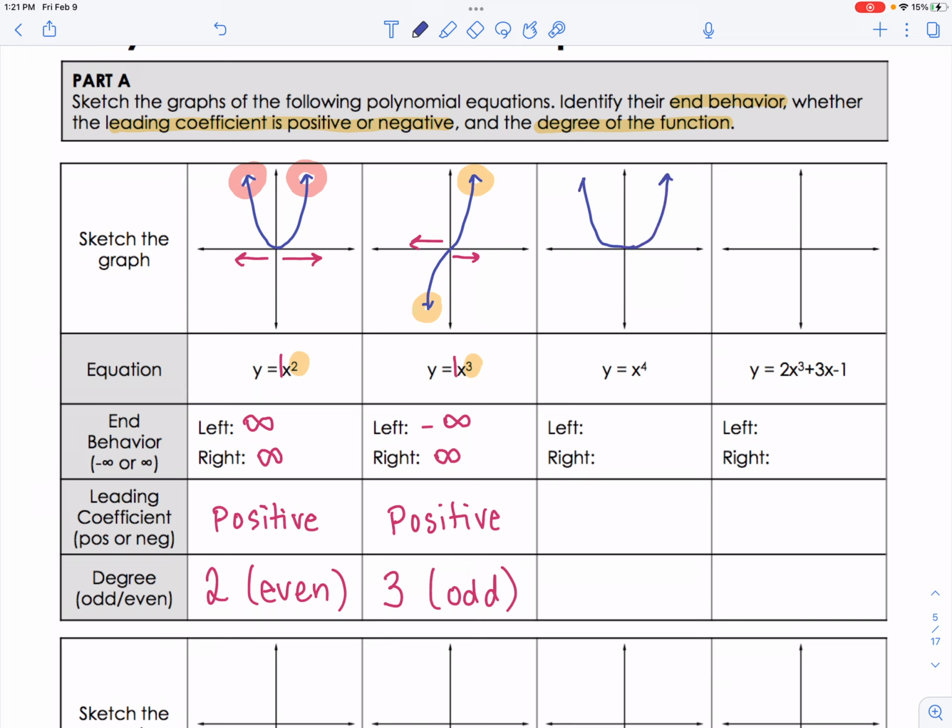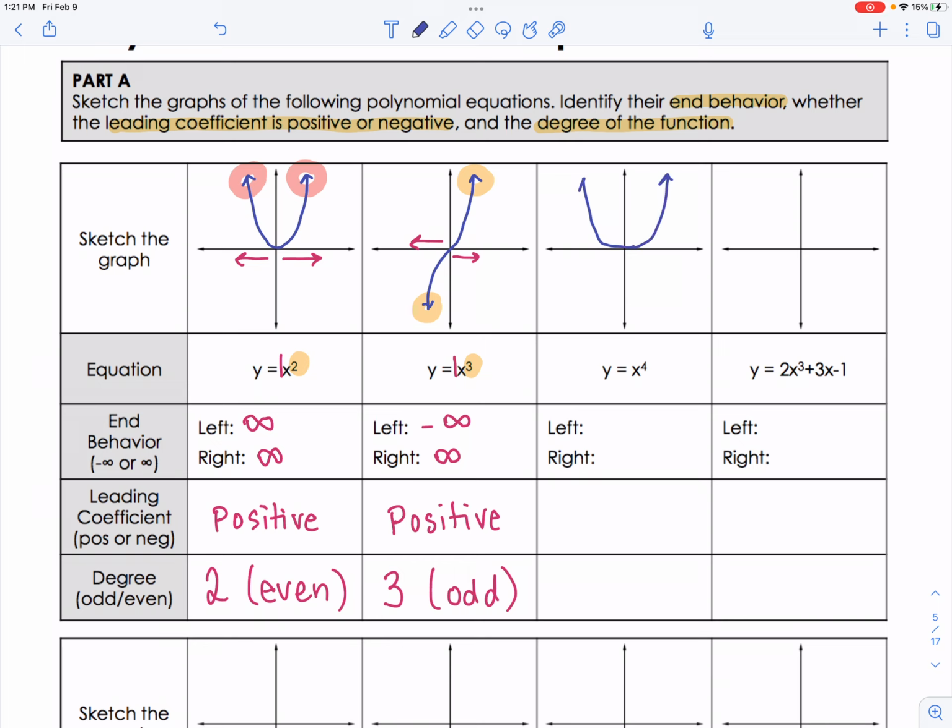Now what happens if that function is negative? Well, remember, when our a value is negative, that's just going to reflect it across the x-axis. So now, instead of going up in both directions, we go down. Both end behaviors will be going down.